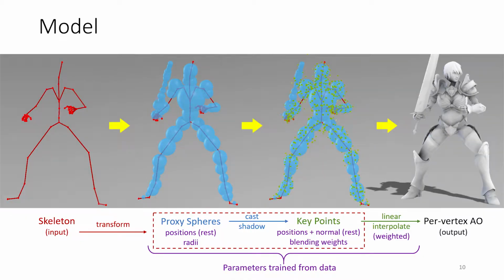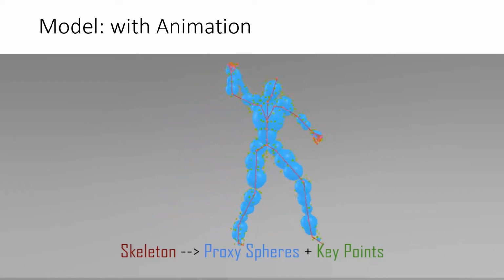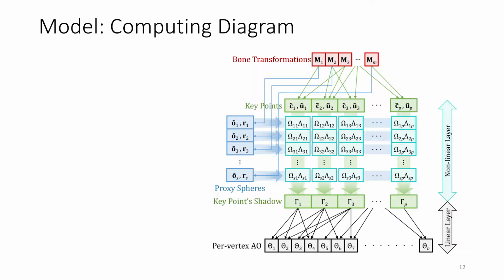What we train here are the position and radii of the proxy spheres, the positions and normals of the key points, as well as the weights per vertex for how each key point affects each vertex. Proxy spheres are rigidly skinned, while the key points don't need to be rigid. Looking at the computing diagram for our model, it contains two layers. On top, a dense nonlinear layer, and at the bottom, a sparse linear layer.